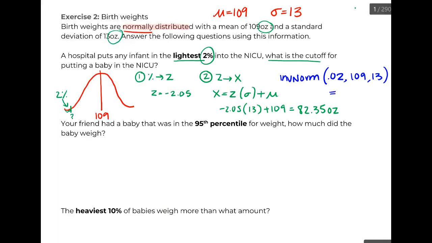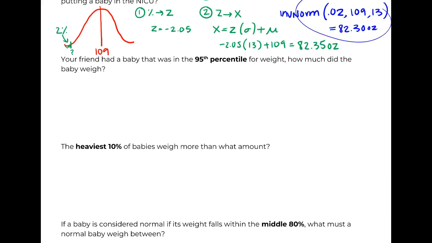So you can see we have 82.30 ounces versus 82.35 ounces. So, like I said, the calculator is way more exact than the table just by the nature of the fact that we don't have rounding on our z-scores. So I would recommend take time to set up the rest of these. I'm going to brush through them and give you the inverse norm, but it's worth trying them on your own before you watch me do them. So, 95th percentile.